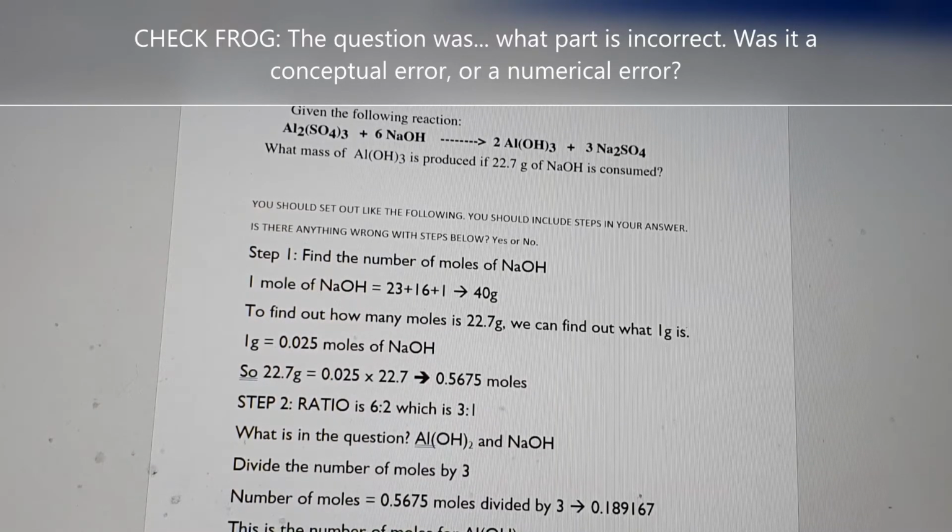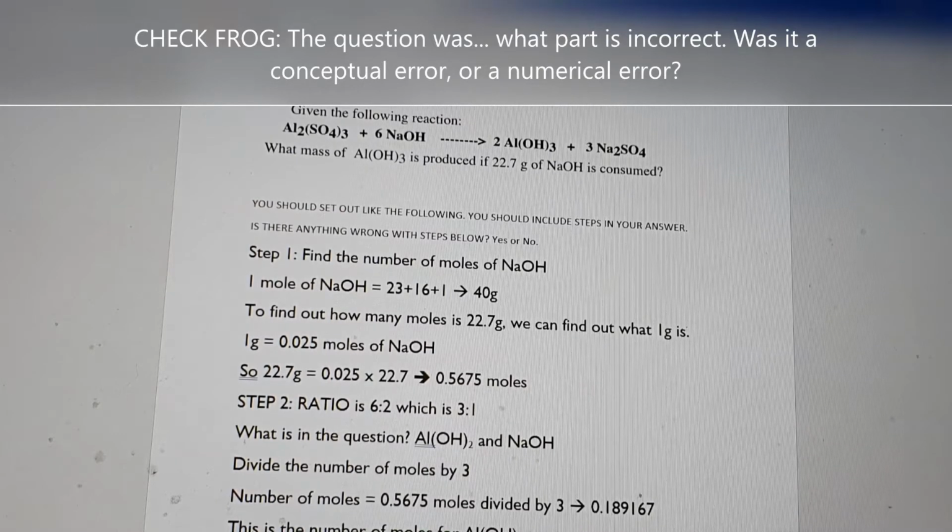So if you have 6.022 times 10 to the power of 23 particles of sodium hydroxide, its total mass will be 40 grams. Now, the question says 22.7 grams. So because 22.7 grams is less than 40, it's going to be less than 1 mole. And you can see that 22.7 is about half. So you're looking around 50%. So how do you work this out? So you do 22.7 divided by 40, and then that will give you the number of moles.